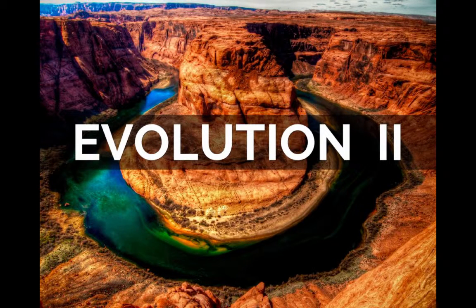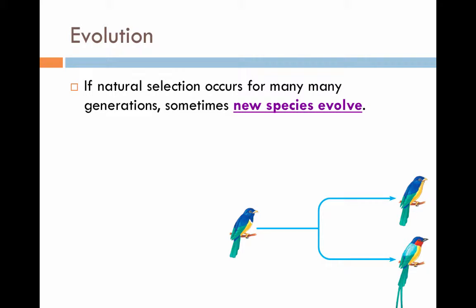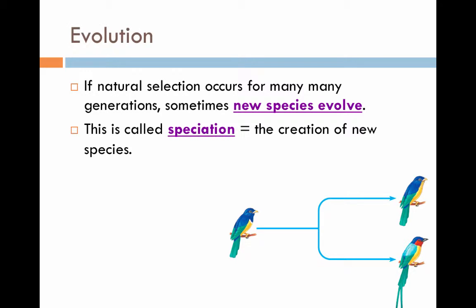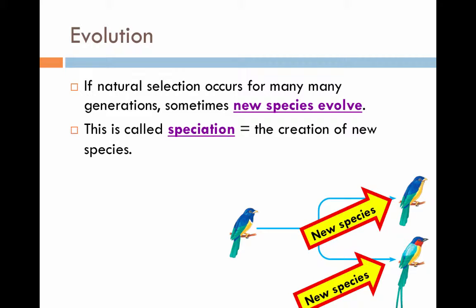Now that you're awesome at answering evolution problems, let's add some more information. If natural selection occurs for many generations, so millions of years, sometimes new species evolve. This process is called speciation, the creation of new species. So look at the picture of the birds below. At first, there is only one type of bird, and after millions and millions of years, there are now two types of birds. This is speciation. Natural selection over many generations caused new species to evolve.